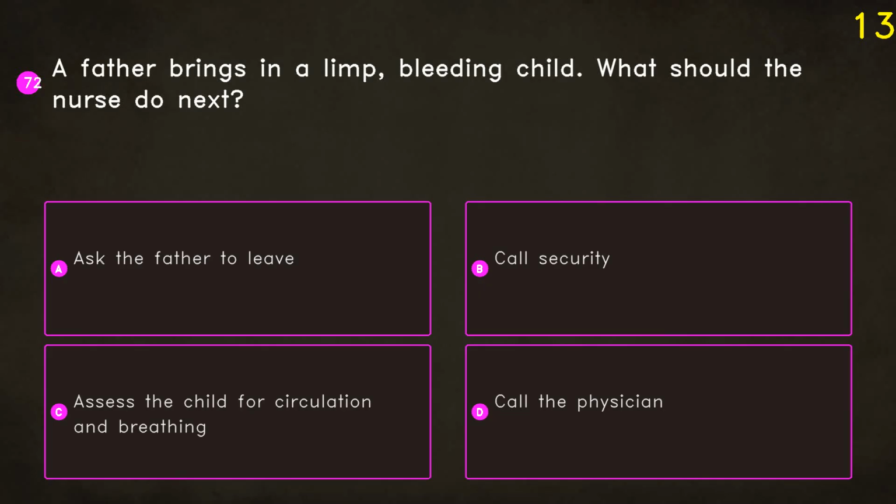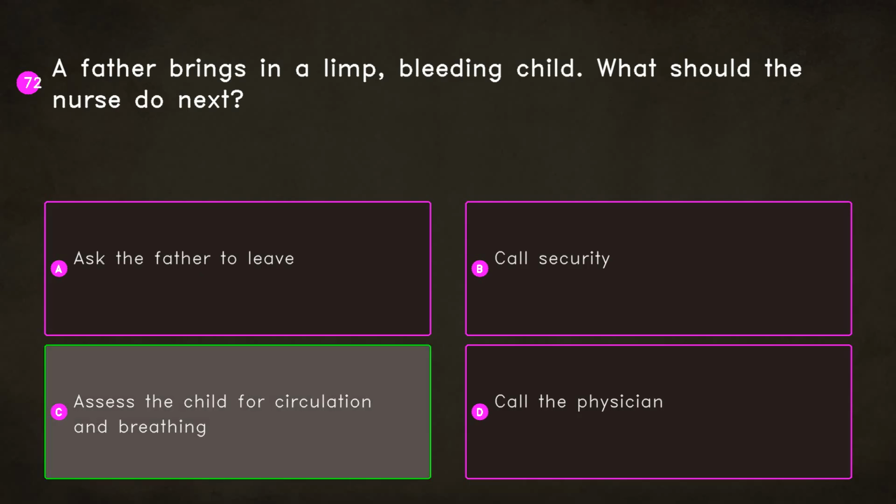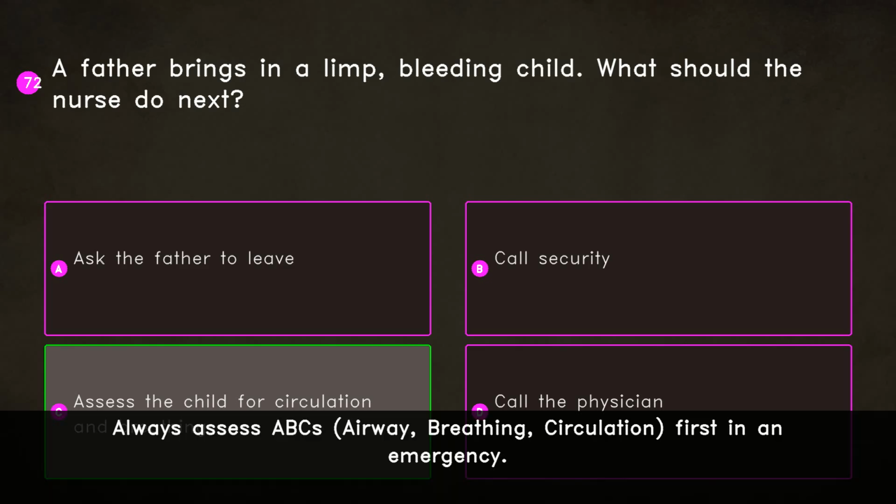Question 72. A father brings in a limp, bleeding child. What should the nurse do next? A. Ask the father to leave. B. Call security. C. Assess the child for circulation and breathing. D. Call the physician. The correct answer is assess the child for circulation and breathing. Always assess ABCs, airway, breathing, circulation, first in an emergency.